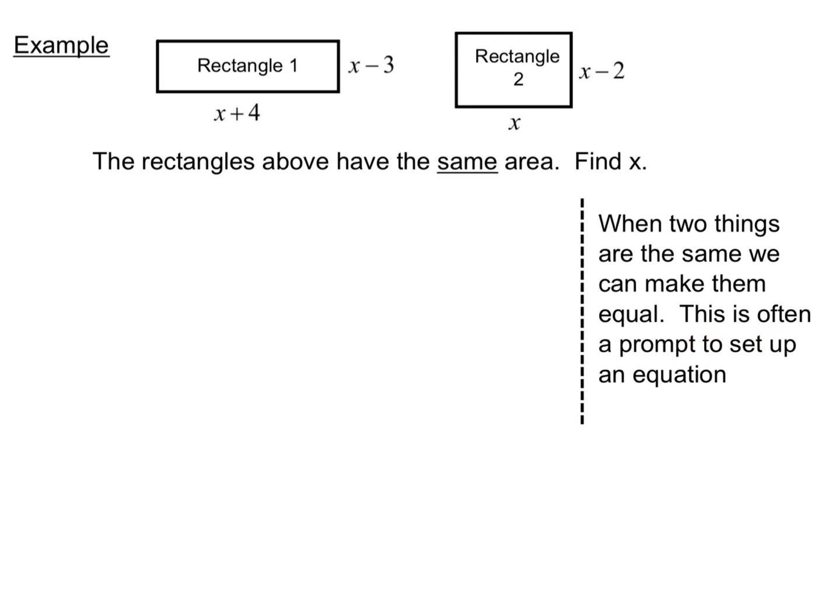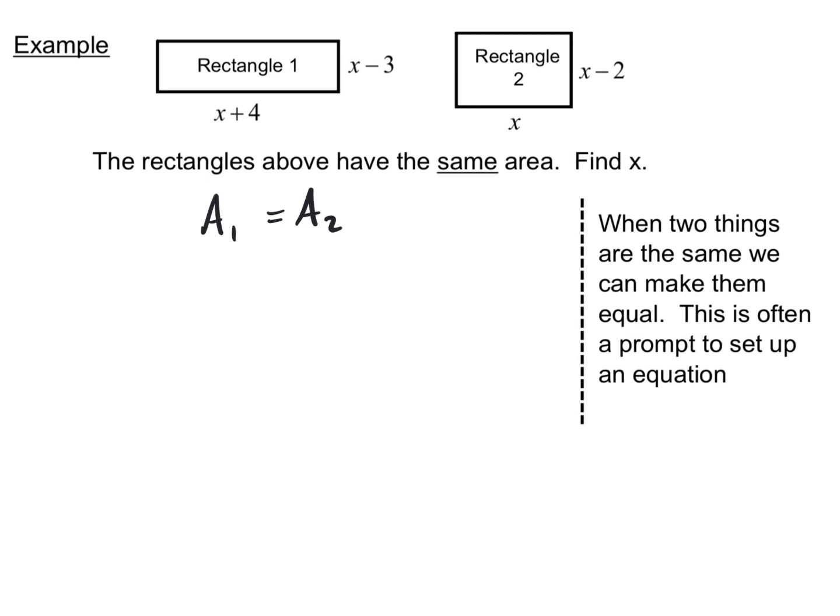And that is often, when you see that in a question, a prompt for you to set up an equation. So if it says these rectangles have the same area, then what we can do is say, well, area of rectangle 1 is equal to area of rectangle 2. So already we've set up an equation. Two things are the same, they are equal to each other. The next part is to try and connect that to these rectangles above.